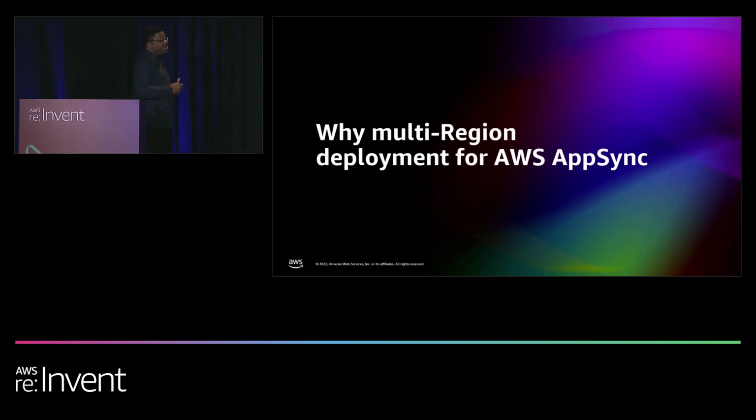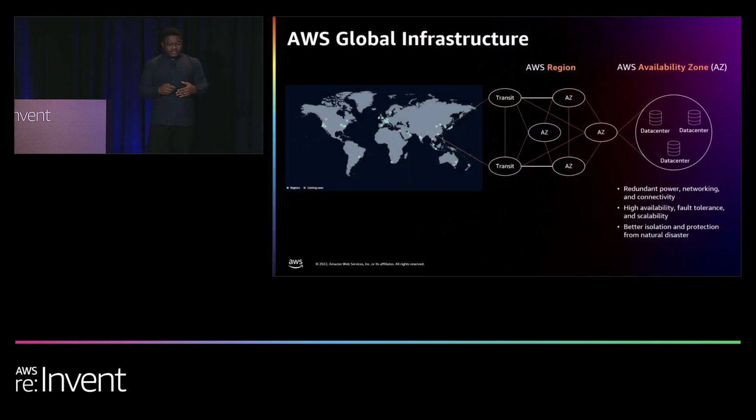So why do you need to deploy AppSync in multi-region? Let's first talk about the AWS global infrastructure. The AWS global infrastructure is made up of what we call regions and availability zones. A region basically consists of physically separated and isolated availability zones, which are connected with low latency, high throughput, and highly redundant networking. And any availability zone consists of one or more data centers. With availability zones, you can architect your application in such a way that if there is any failure in one availability zone, you can still serve your application from another availability zone.